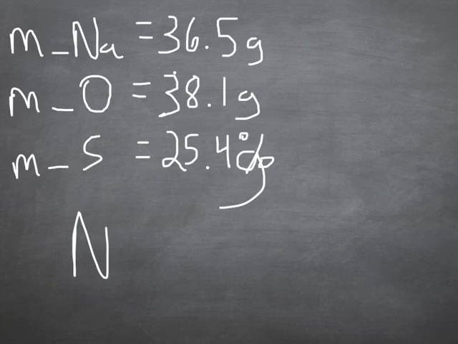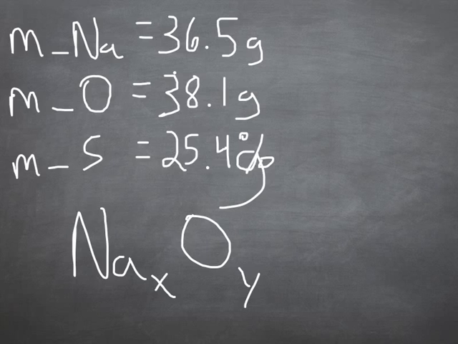So what we're going to have is Na with some number that we don't know, so it's going to be x. O with some number that we don't know, so it's going to be y. And S with some number that we don't know, that's going to be z. Okay, so our goal in this question is to find x, y, and z.